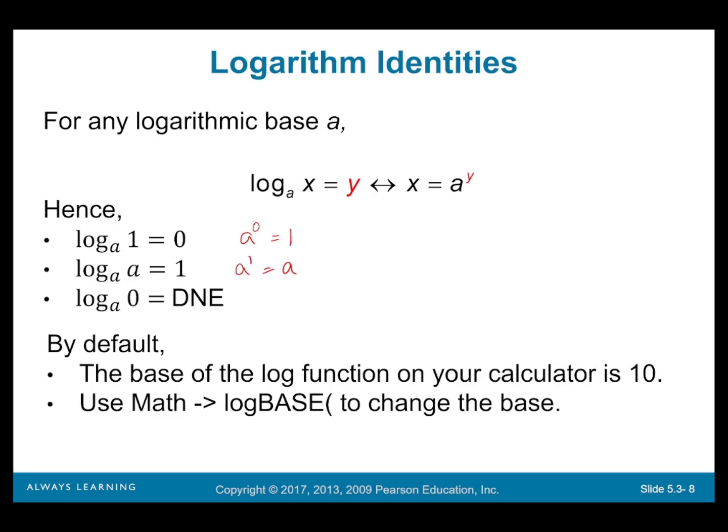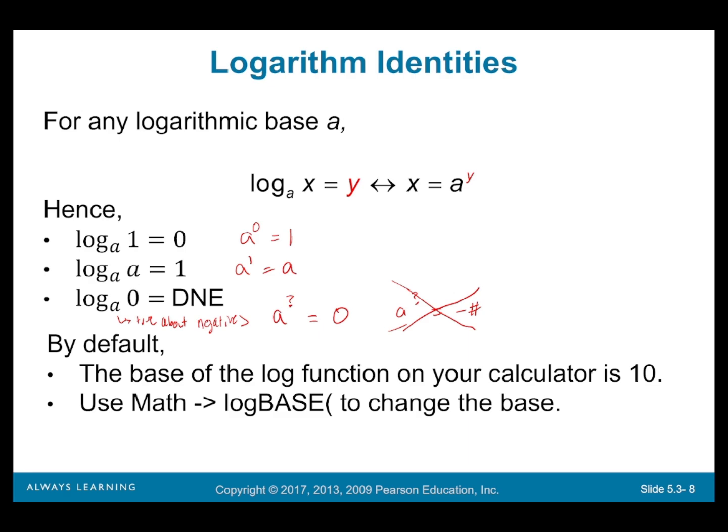Lastly, I just want you to note that the log base a of 0 does not exist. There's nowhere where I could write a to the something equals 0. I can't raise a number to an exponent and get 0, right? So I cannot ever have log base a of 0. We just say it does not exist. The same is true about negative numbers as well. I can never have a to some power equaling a negative number. This can't ever happen. Okay?